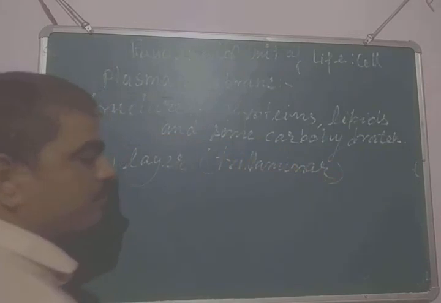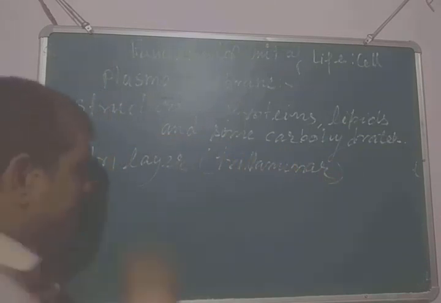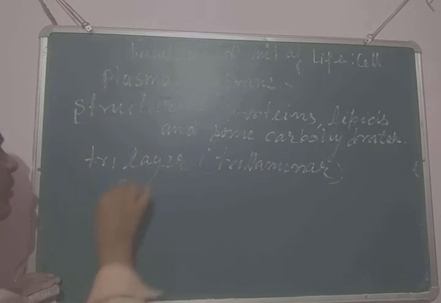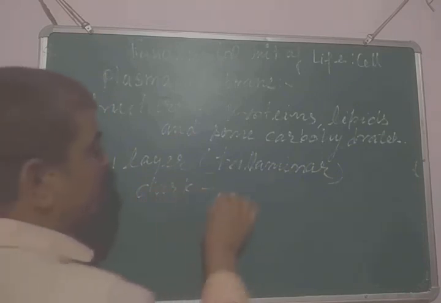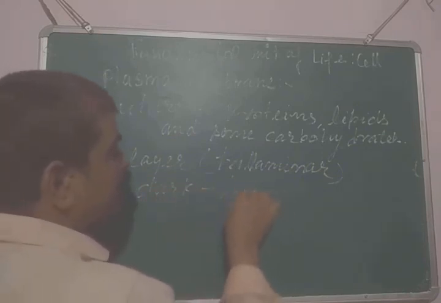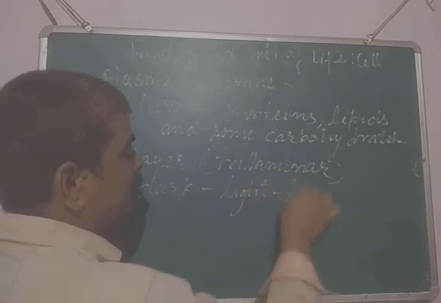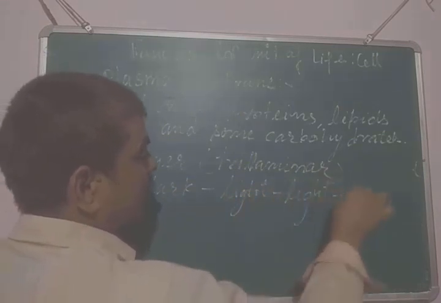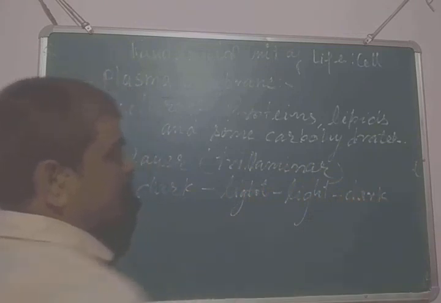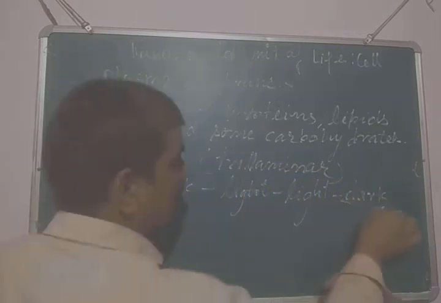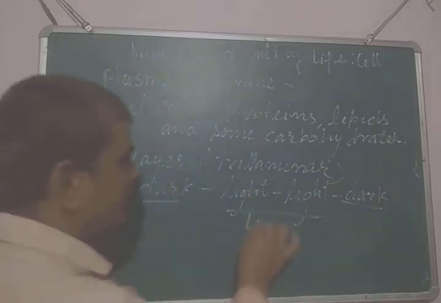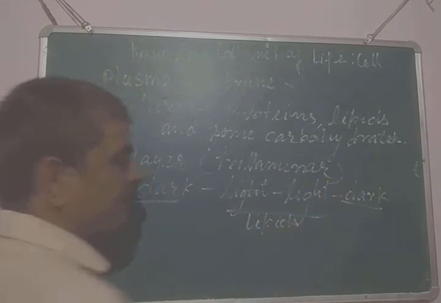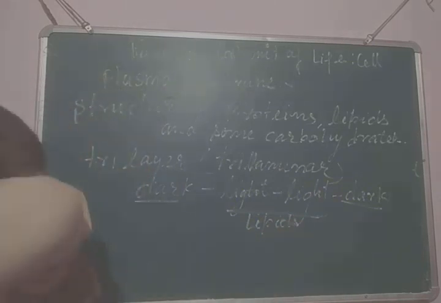Trilaminar membrane, tri-layer, in which there are proteins, which means dark, then light, and then dark again. So dark layers with a light layer in between. This light layer actually resembles the lipids. So this is in the form of a trilaminar membrane.